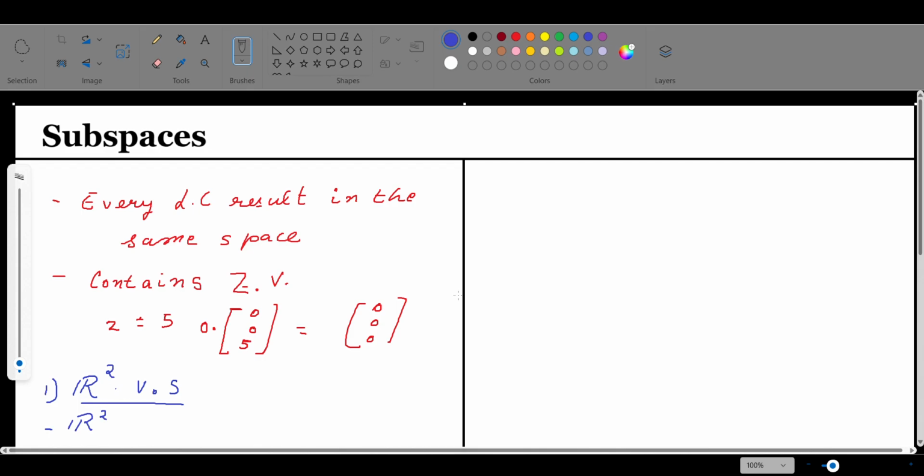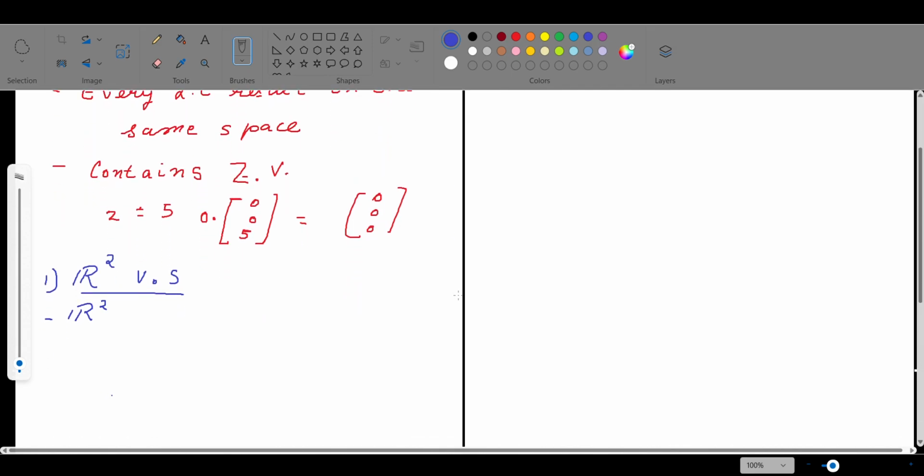So R2 itself is a vector space within the vector space, and therefore it's a subspace. The second is Z, which is the zero vector space, which contains only the origin. Now the third is the interesting one.